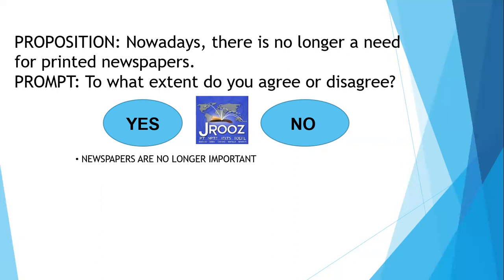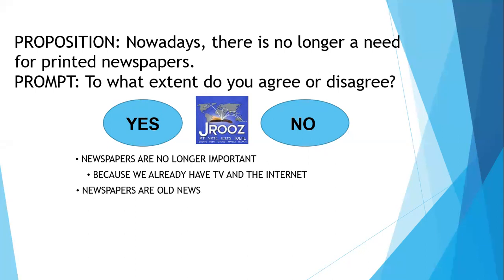Or it can be followed by a rationalization. That's the why. And then here is the rationalization: because we already have TV and the internet.